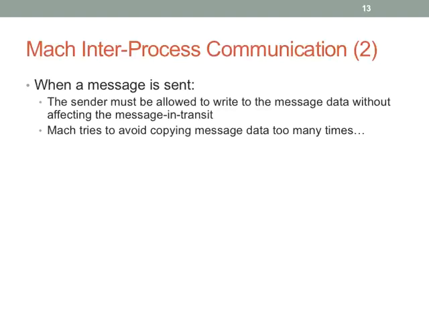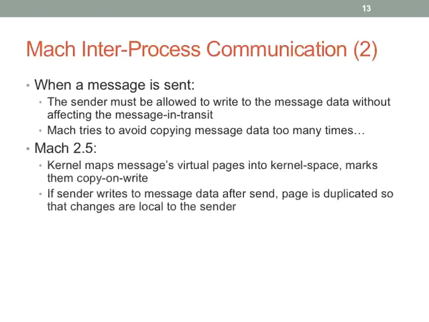So like it says here, Mach tries to avoid copying message data too many times. But if I'm going to send a message and then be allowed to write to that memory after I've sent it, but before the receiver has received it, then I need to come up with some way of protecting the message itself. And so in Mach 2.5, message virtual pages were mapped into kernel space. They would be copy on write. So if the sender tries to write to a page after it was queued up to be sent, then it would just do the copy on write trick. It would make a copy of the original, and then the sender could transparently write to its message data without actually affecting the receiver. Okay?